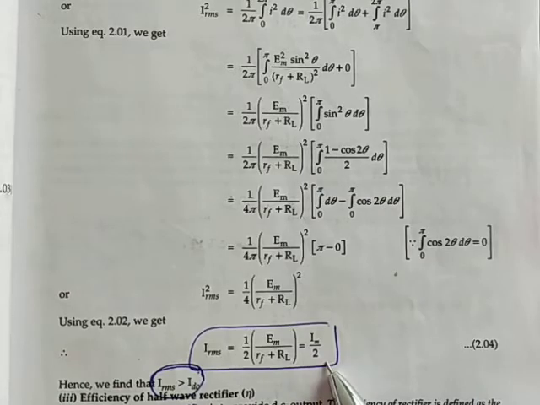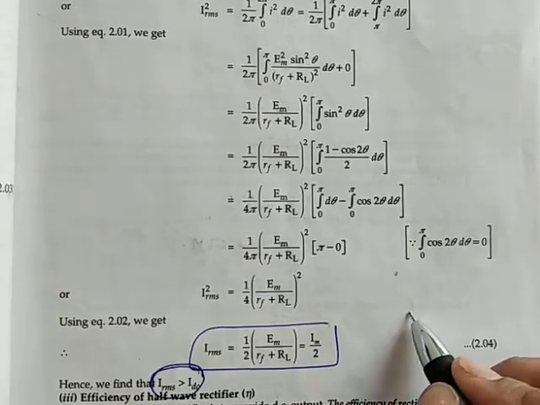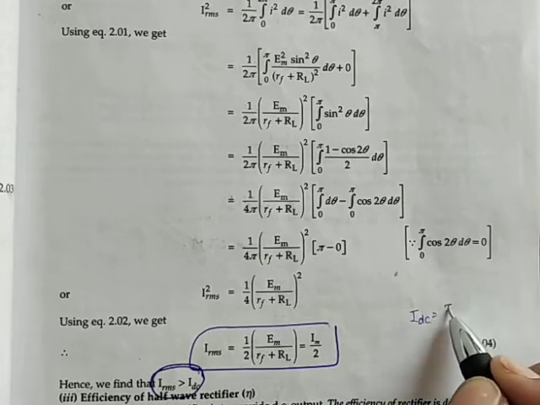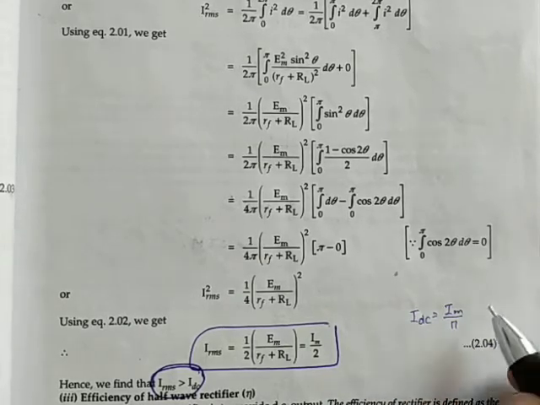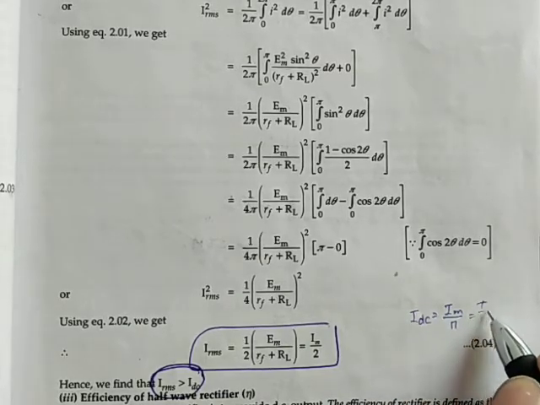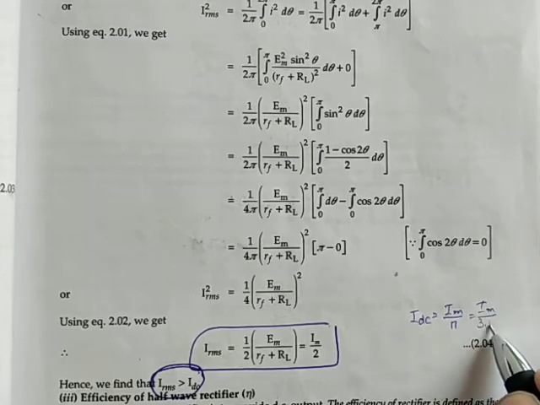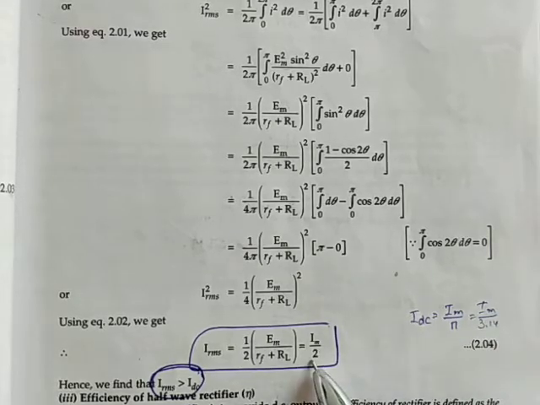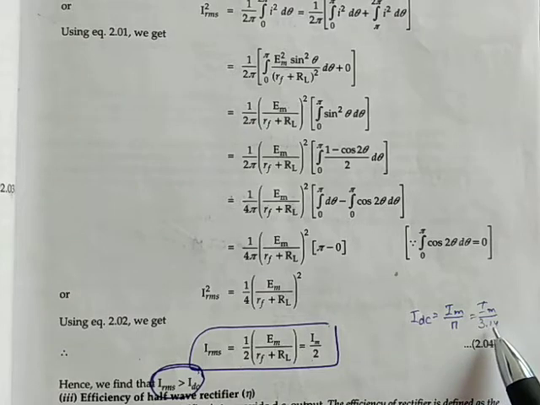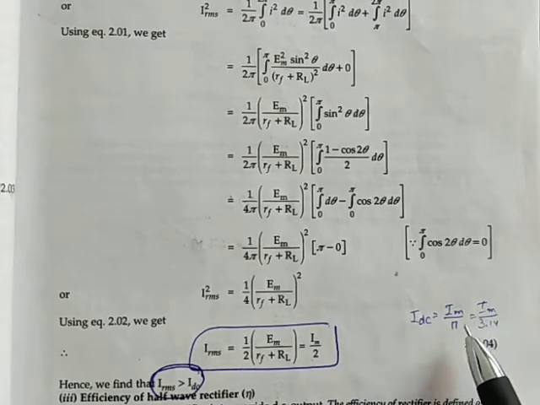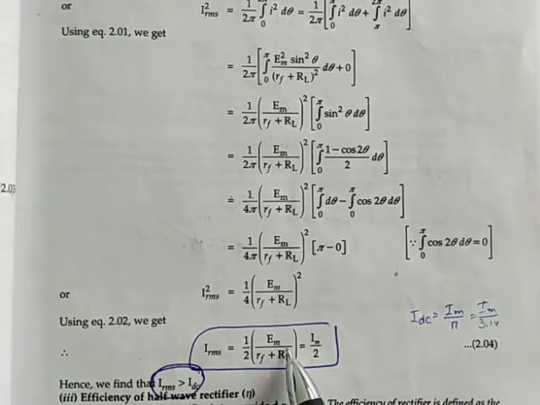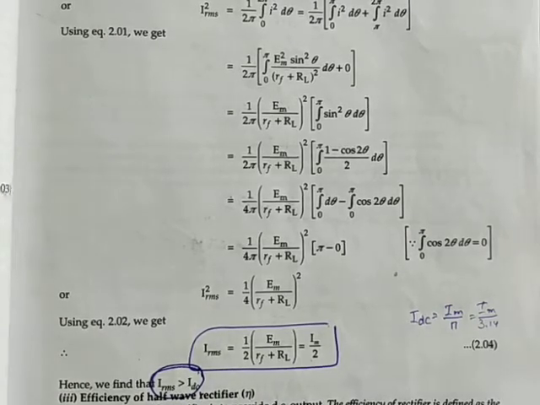This is Im/2. Because you know this, we have already done IDC is equal to Im upon pi. So pi is basically a number which is very close to 3.14. Here you have 2 value, here you have 3.14 value. So you can see that IRMS is greater than IDC. Okay, so this is what we have.